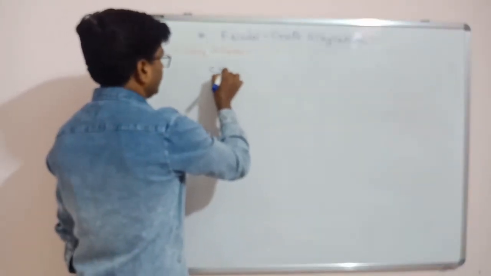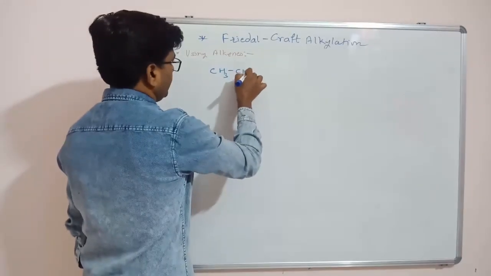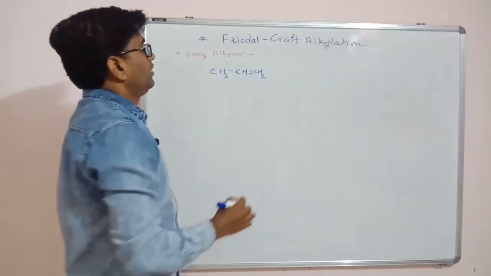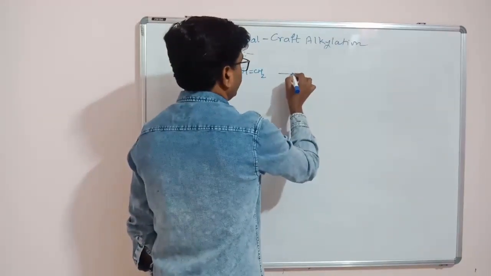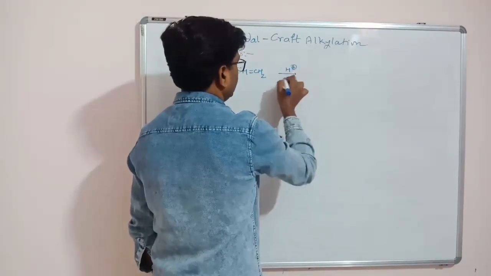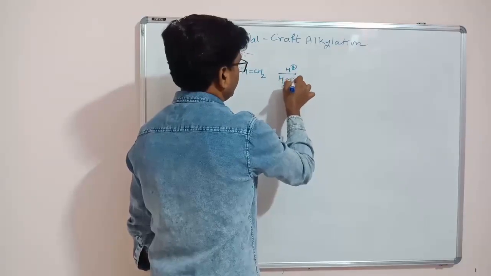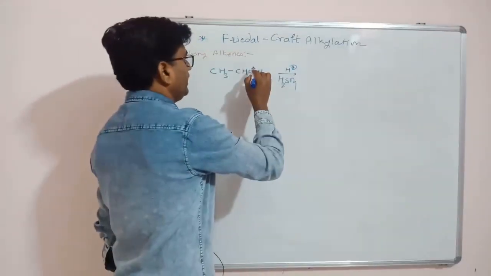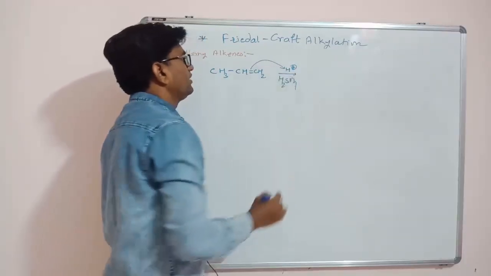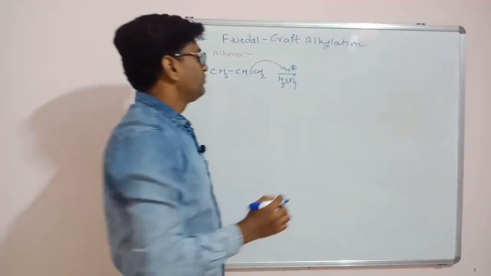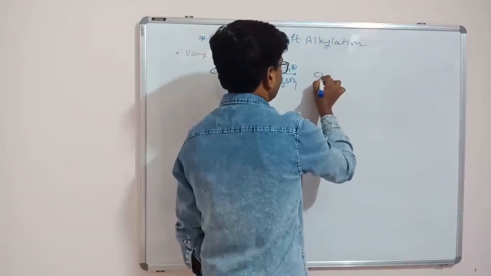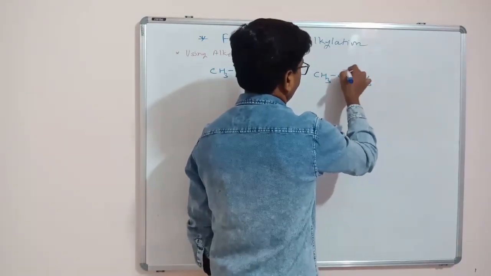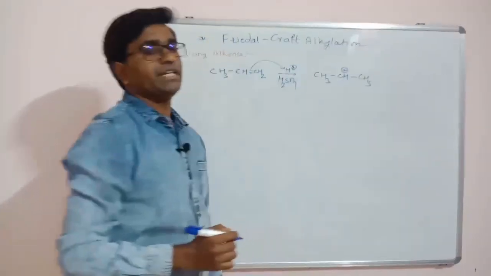suppose we have an alkene like CH3-CH=CH2, propene. Now propene is reacted with H plus; the catalyst is H2SO4, a mineral acid. So this pi bond will react with this proton. There is a protonation, and we will get the more stable carbocation, that is the secondary carbocation, CH3. We will get the secondary carbocation.